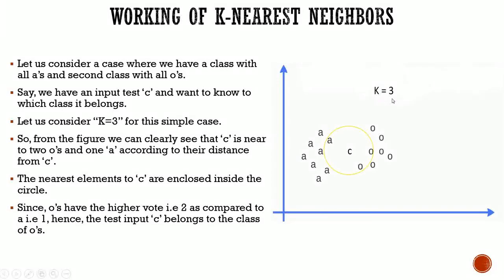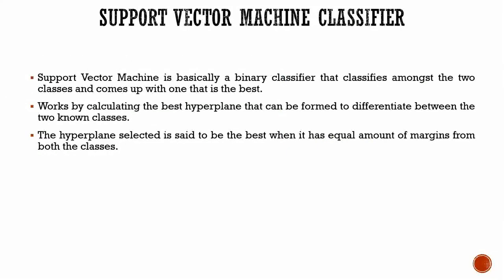See, here k is 3, so we see which are the three elements that are very near to C. We see that 2 O's and 1 A have the smallest distance to C. So since the probability of C being a part of class O is more because of the higher number of votes, it's more probable that it's a part of class O.